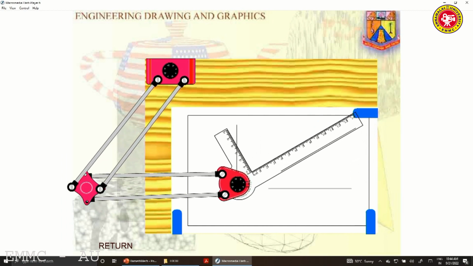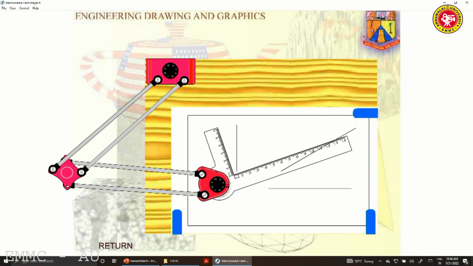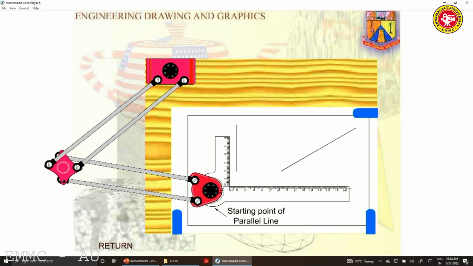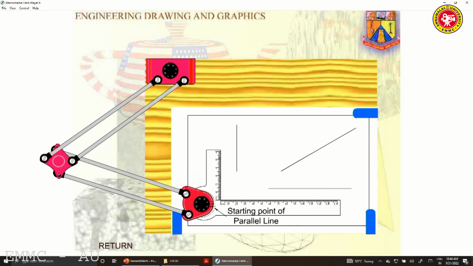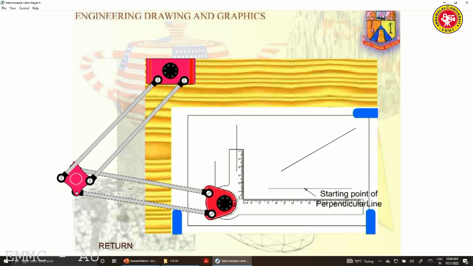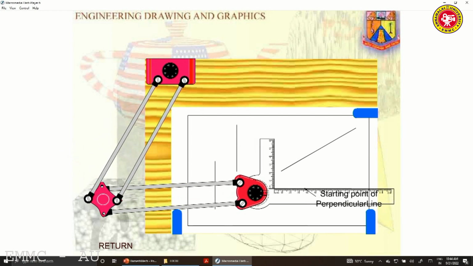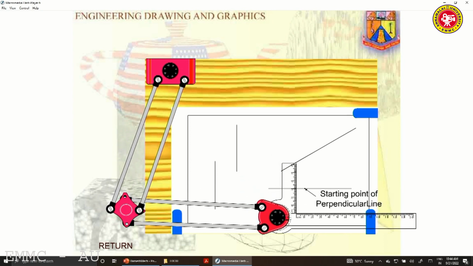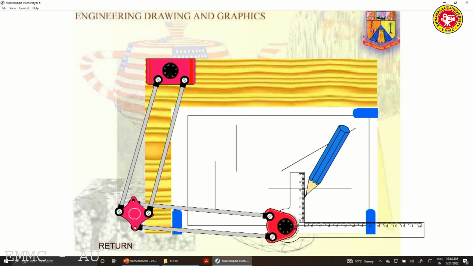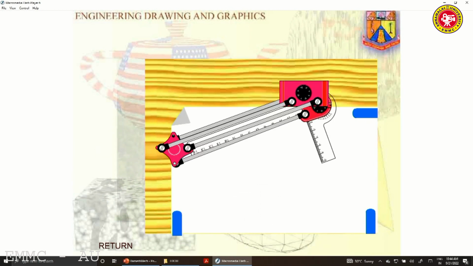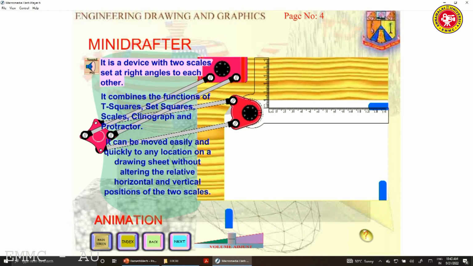Now suppose you want to draw a perpendicular or parallel line. You have to set the scale parallel to the vertical line and draw a parallel vertical line to that vertical line. This is the concept of parallel. Then you have to draw a perpendicular line. Already we have a horizontal line. From that horizontal line, we have to draw a vertical. That is the use of the mini drafter. By using the mini drafter scales, we set parallel to any one of the border lines and draw the parallel lines or perpendicular lines. So this is the concept of the mini drafter animations.